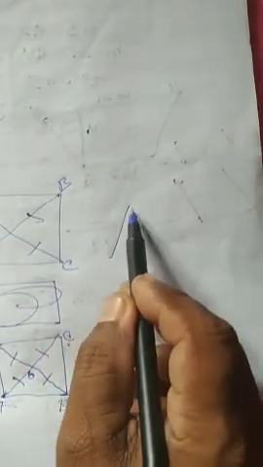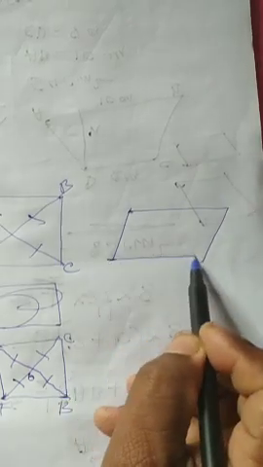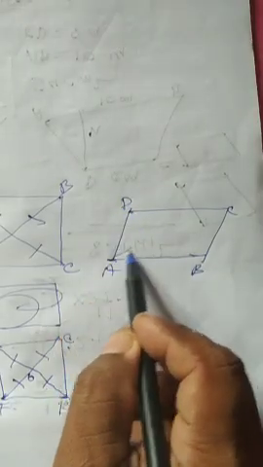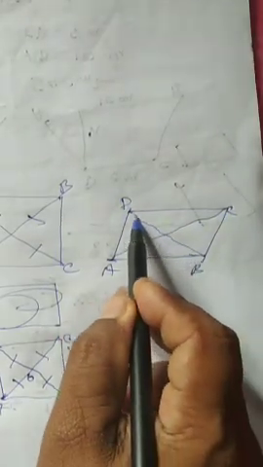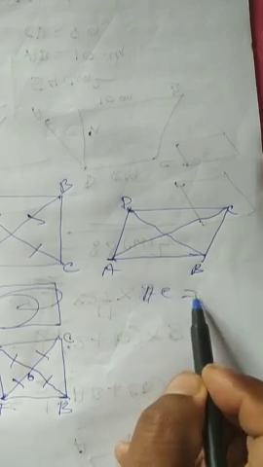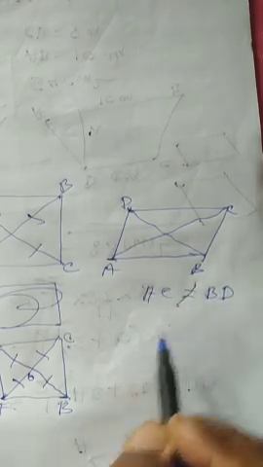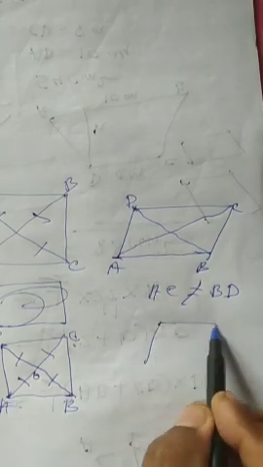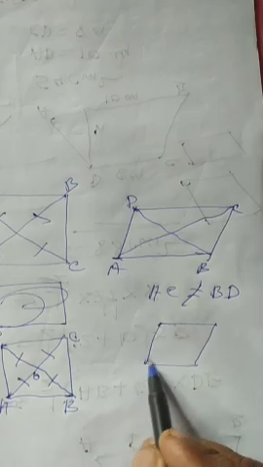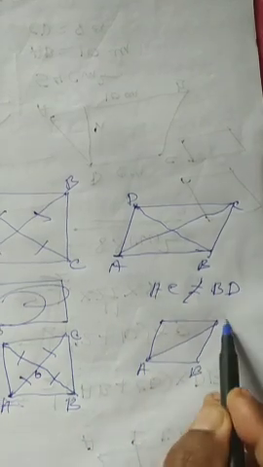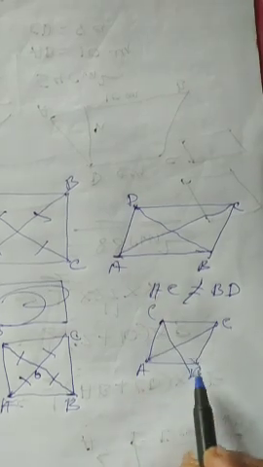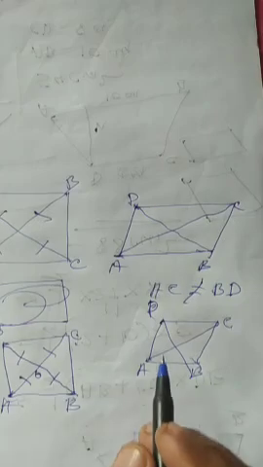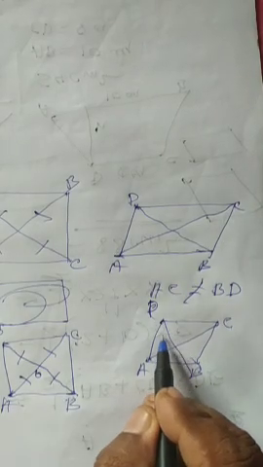But in case of a parallelogram, AB, CD, AC not equal to BD, diagonals are not equal. In case of a rhombus, in case of a parallelogram, diagonals are not equal. In case of a rhombus, diagonals are not equal. That is AC not equal to BD, AB, CD not equal. Also this side not equal to this side.